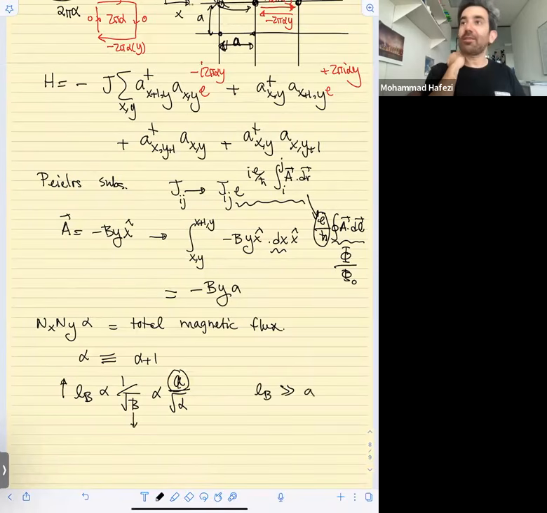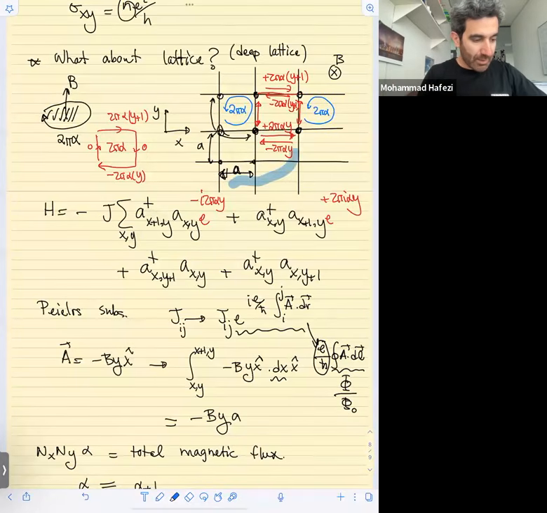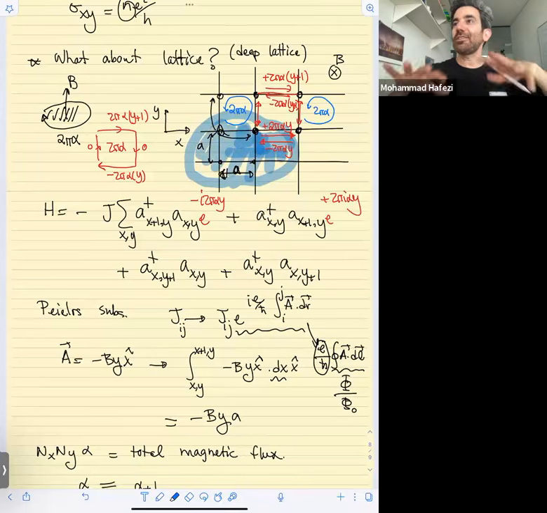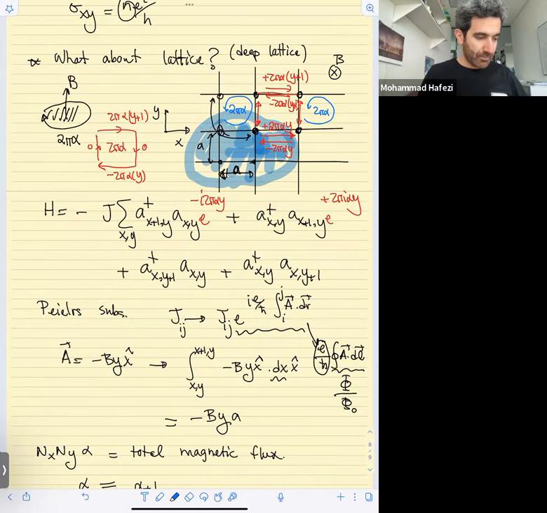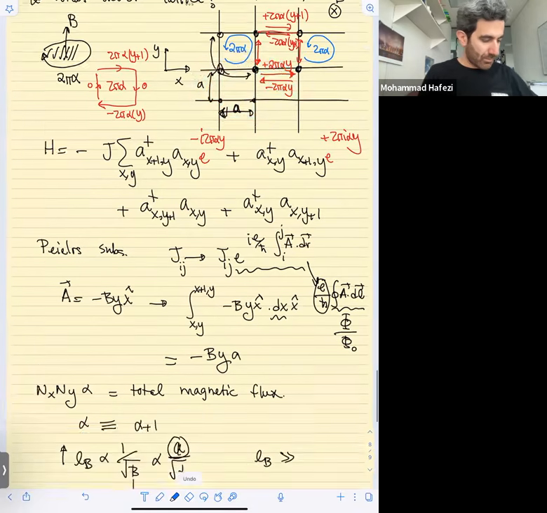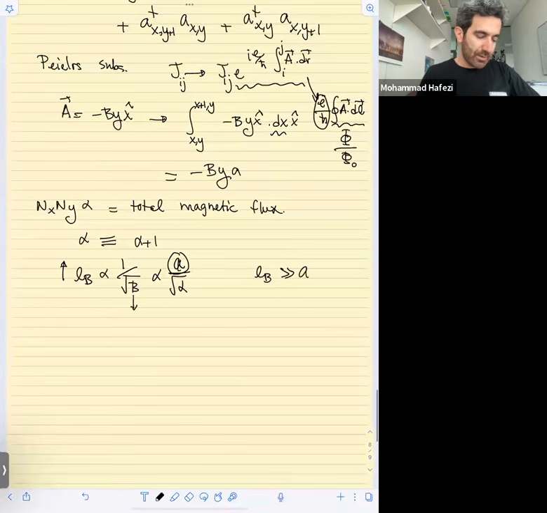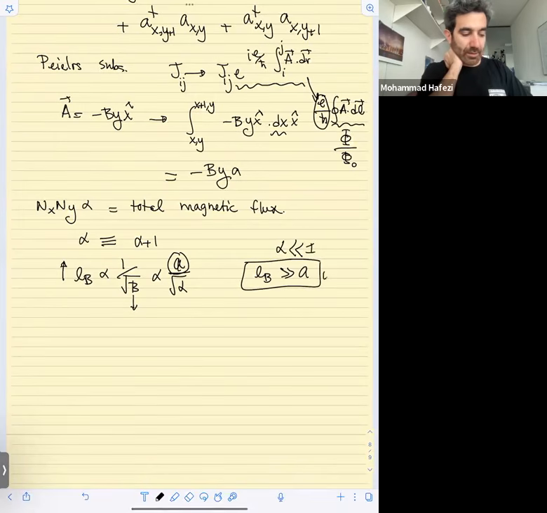in this limit, you expect that you recover the continuum model, because your magnetic orbitals, whose length is L_B, are much larger than the lattice spacing, so you don't see the lattice structure because your magnetic length encompasses many lattice sites. So over here, which basically means that alpha is much, much smaller than 1, then this lattice is equivalent to the continuum.